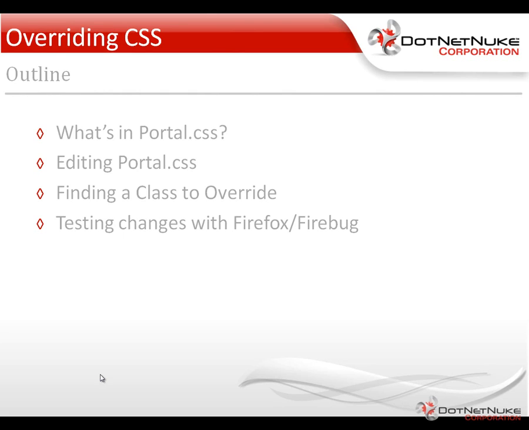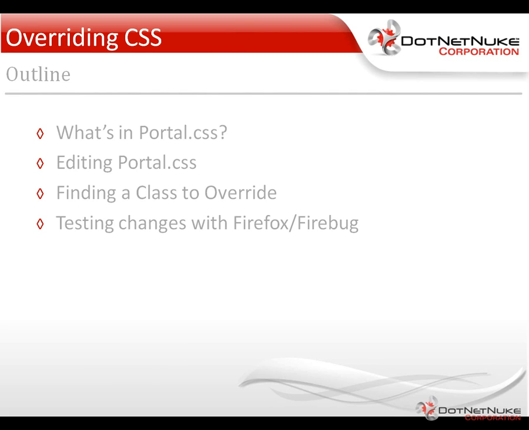So what we're going to do is take a look at what's already in Portal.CSS. And we're going to show you how you can edit Portal.CSS. And then we'll go through and take a look at the home page of a DotNetNuke website and find something that we want to override. And then we'll make that change within Firefox using a tool called Firebug, which will allow us to preview our change. And then we'll make it for all visitors to the website by editing Portal.CSS again.